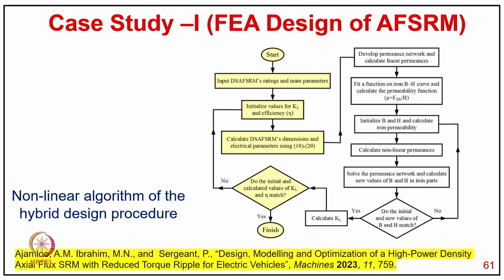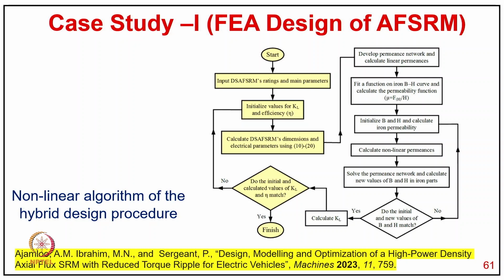So we start with input doubly-sided axial flux reluctance motor rating and main parameters, analyze the value of K_L and efficiency eta, calculate the doubly-sided axial flux reluctance motor dimensions and electrical parameters using equations 10 to 20, then develop the permeance network and calculate the linear permeances with a function of iron BH curve, and calculate the permeability function mu equal to B upon H, and initialize the BH and calculate the iron permeability, calculate the iron linear permeances, solve the permeance network and calculate the new value of B and H in iron parts, do the initial value and new value of the B match.